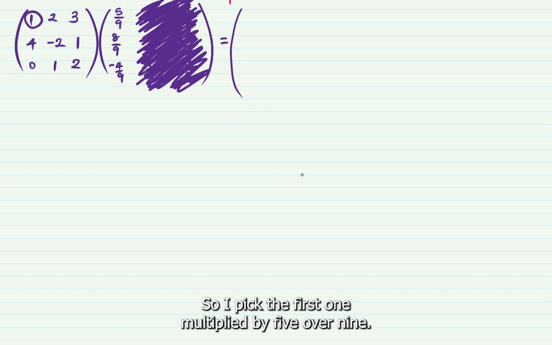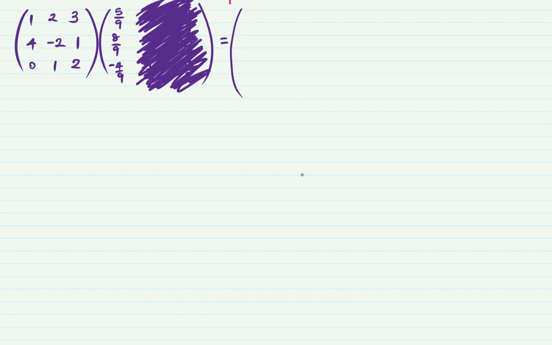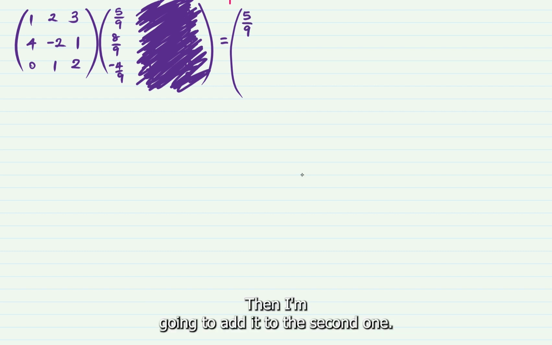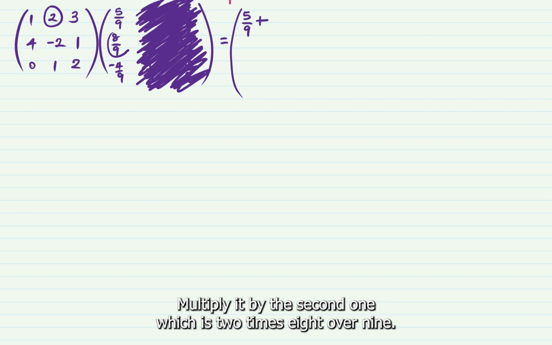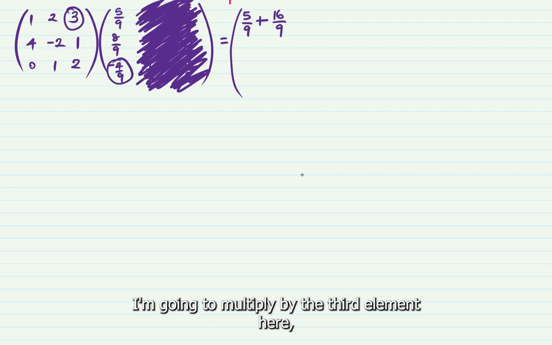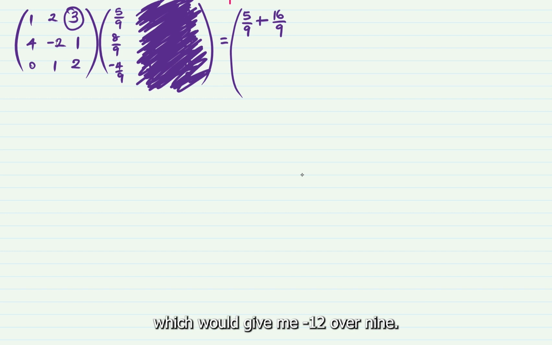So I pick the first one, multiply by 5 over 9. So I have 1 times 5 over 9, which gives us 5/9. Then I'm going to add it to the second one multiplied by the second one, which is 2 times 8/9. That's 16/9. Then the third one, I'm going to multiply by the third element here, which will give me minus 12/9.